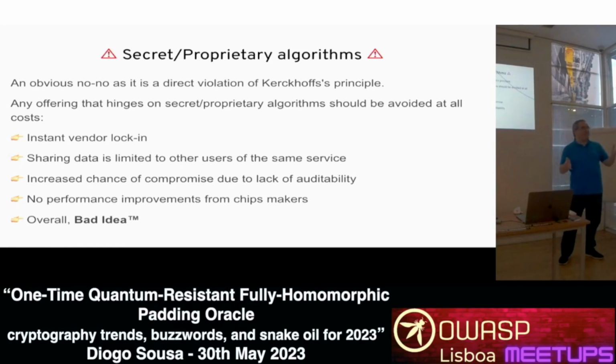There's an increased chance of compromise due to the lack of auditability. Because basically, the system is secret. You do not know the algorithm. As far as you know, the algorithm may even just base64 encode everything and then shift things around. And you look at it and you're like, oh yeah, this is encrypted.